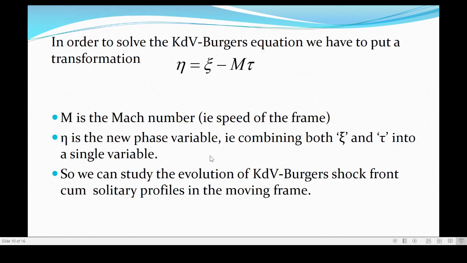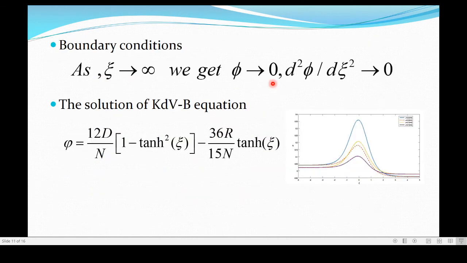Now to get the solution, we make the same kind of transformation and combine these two things, and in order to prove the solution, we use the same boundary conditions, but the solution is somehow different. You see, it is the KdV-Burgers equation. One solution has been given, where 1 minus tanh squared is equal to sech squared, and this is the shock part. So a profile with a solitary structure and a shock component will be represented by a solution like this.